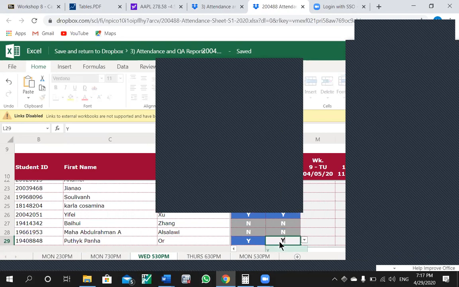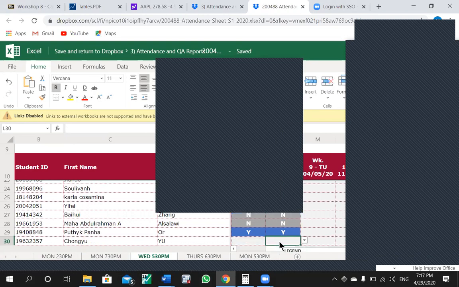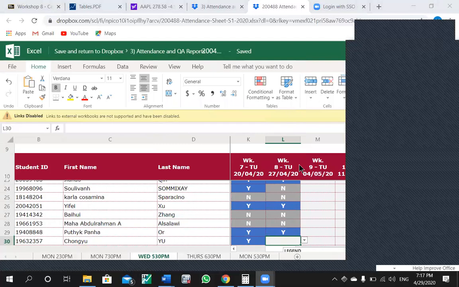Utik Panha, he said he is here. And Chong Yu. No. Chong Yu's name is new. He actually came last week. Yeah, Chong Yu not here now. I think that's it for today.